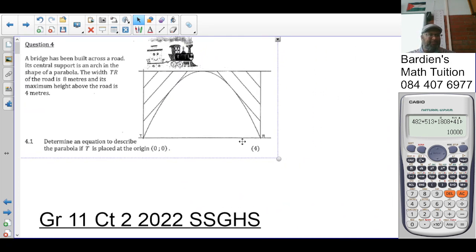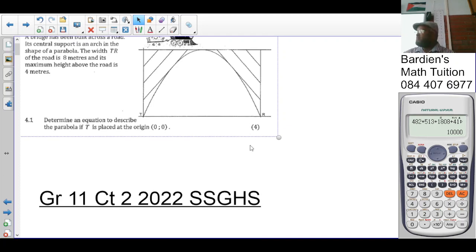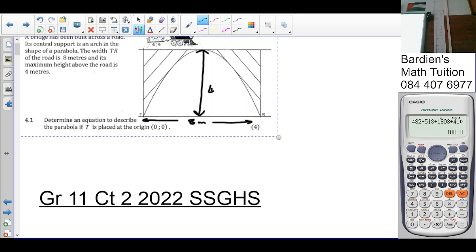A bridge was built across a road. The central support is an arc in the shape of a parabola. Can you all see this parabola shape, parabolic shape there? Can you all see that? Right. The width TR of the road is 8 meters. 8 here. Okay? 8 meters. And the maximum height above the ground. So that means to say from there to here is 4 meters.